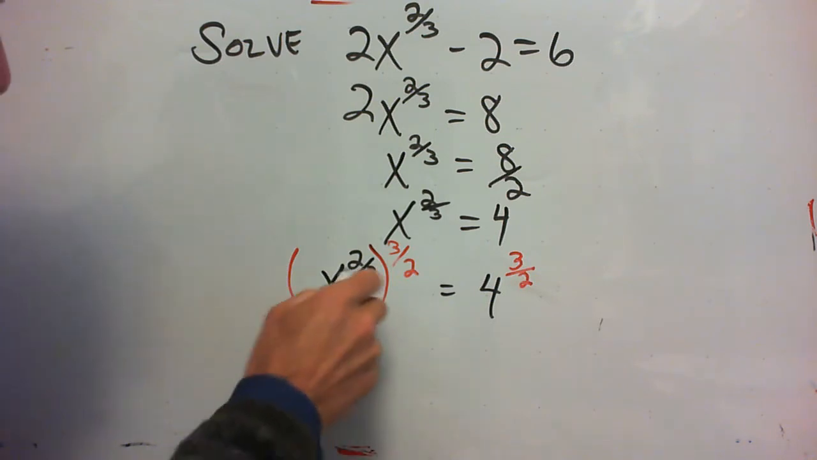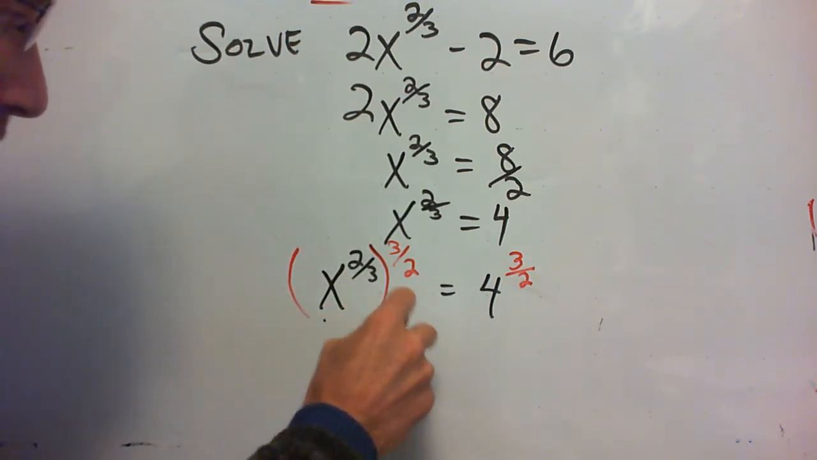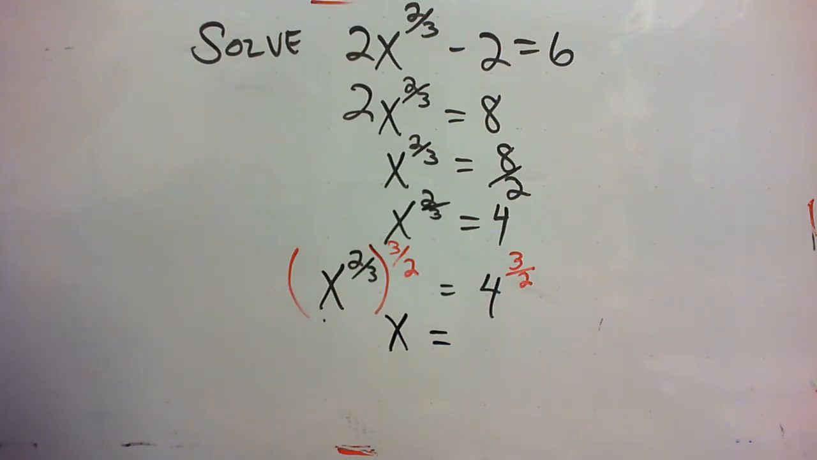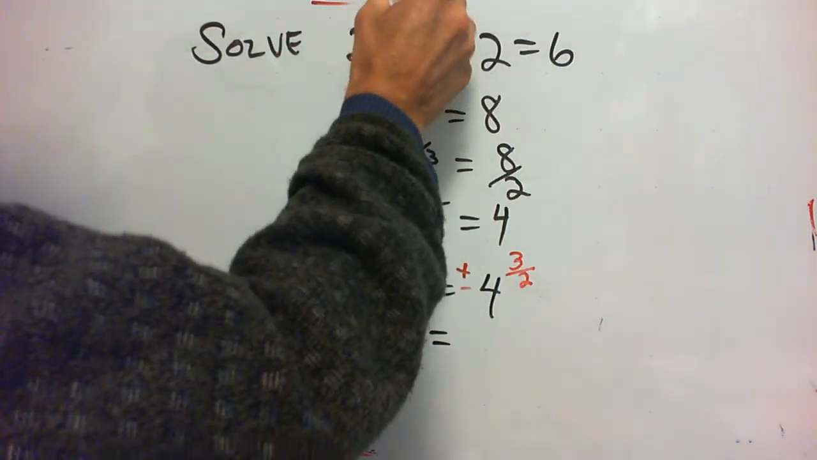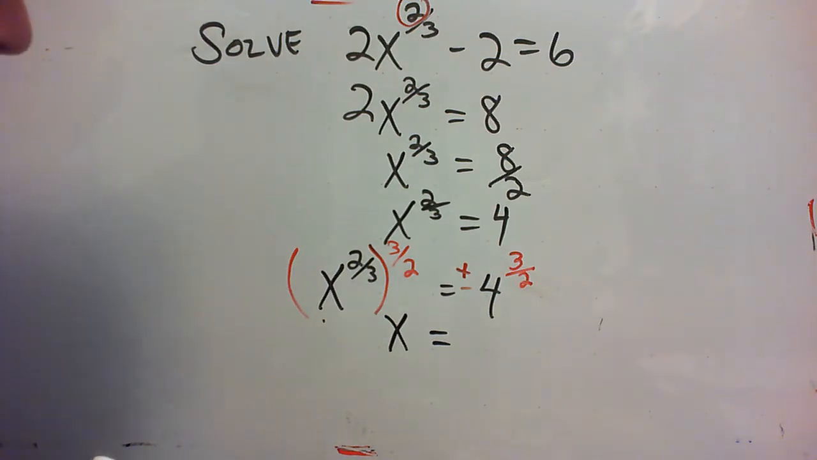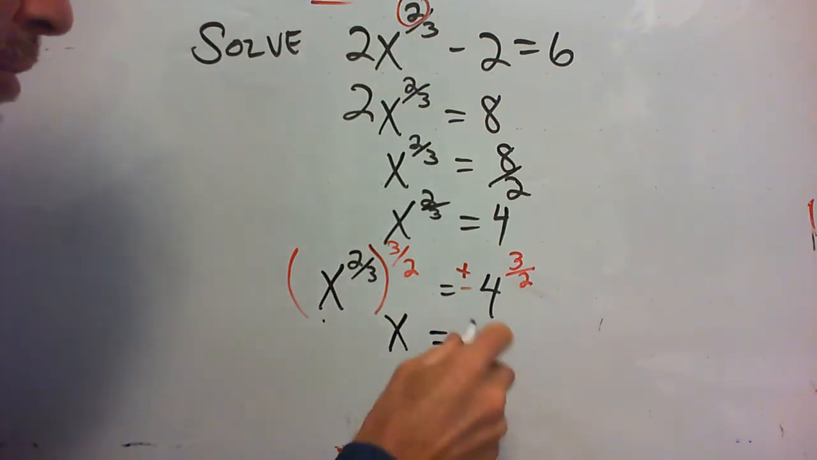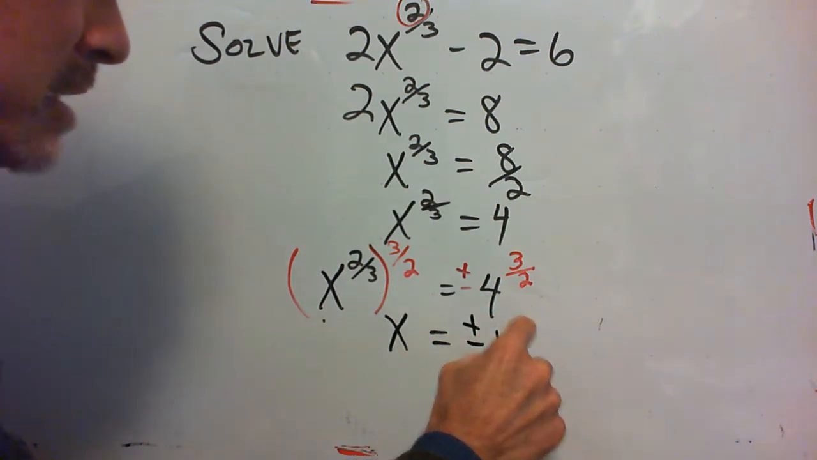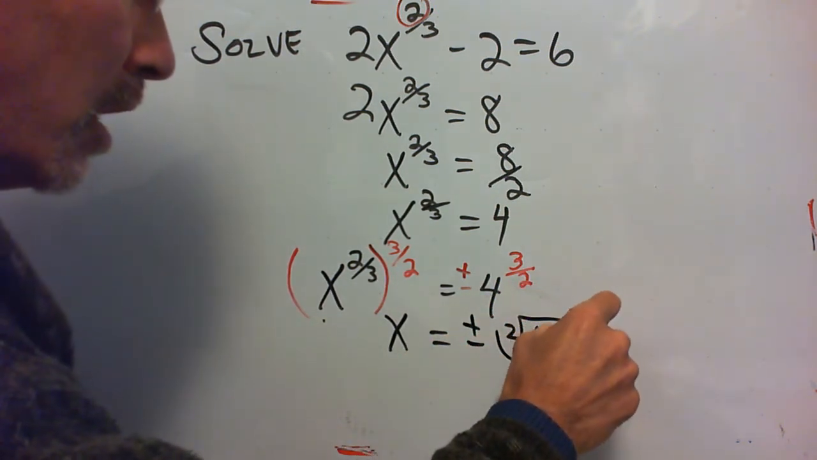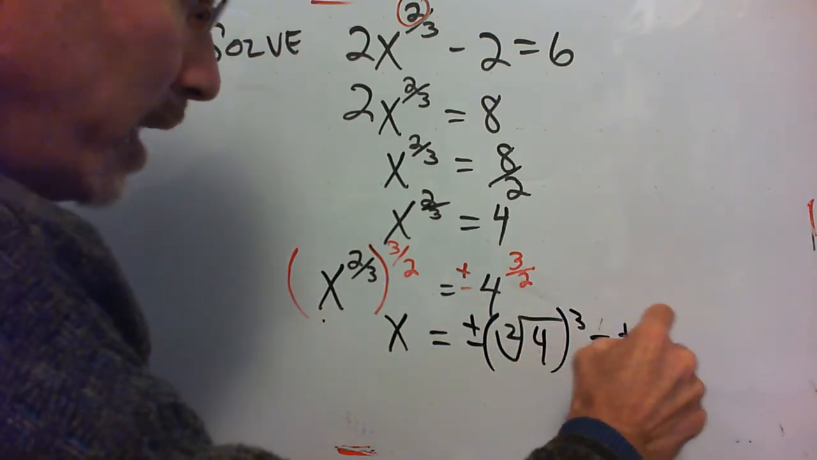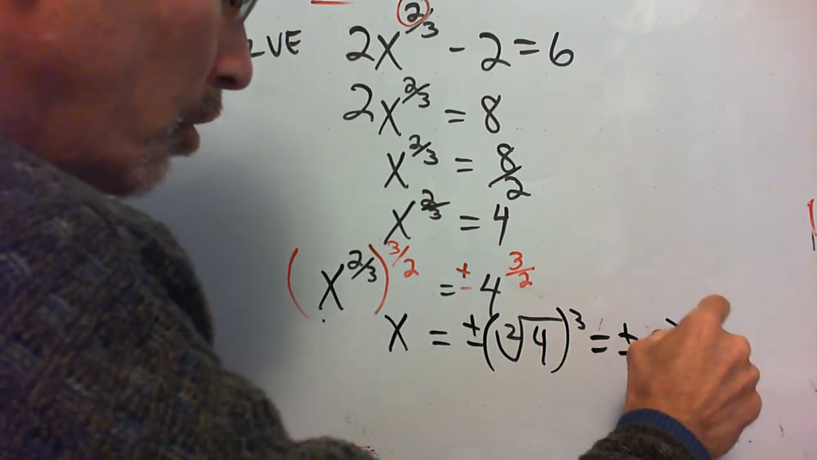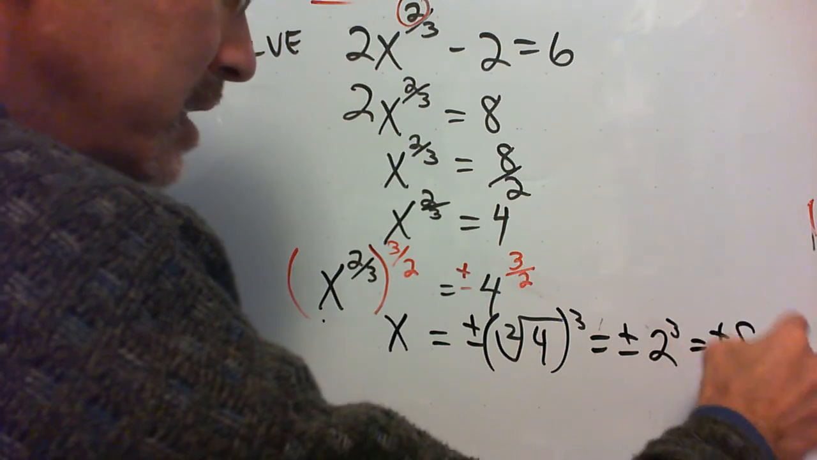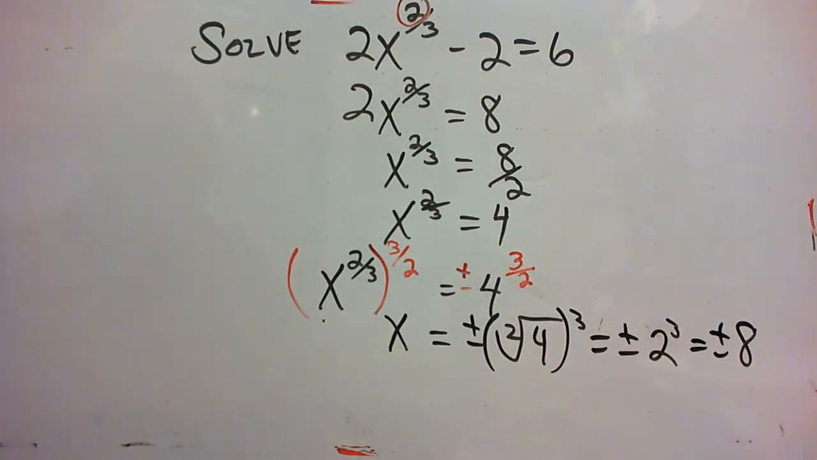On the left, the exponents cancel each other. We're left with plain old x. On the right, we have 4 to the 3/2. However, we need a plus or minus here because this numerator exponent was 2, an even value. I'll show you in a second why that's the case. I go through that in the notes as well. So we have plus or minus the square root of 4 cubed, which is plus or minus 2 cubed, or plus or minus 8 is our answer.